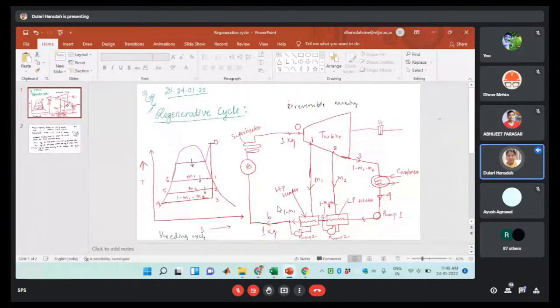Similarly, the expansion process is 0 to 3. In this case the mass flow rate is 1 minus M1 minus M2. We multiply that and find the isentropic work. And the heat supplied is from this to this much. So after finding the isentropic work done and the heat supplied, we can find the efficiency of this regenerative plant. So let me find the heat balance or energy balance equation used in the case of high pressure heaters.